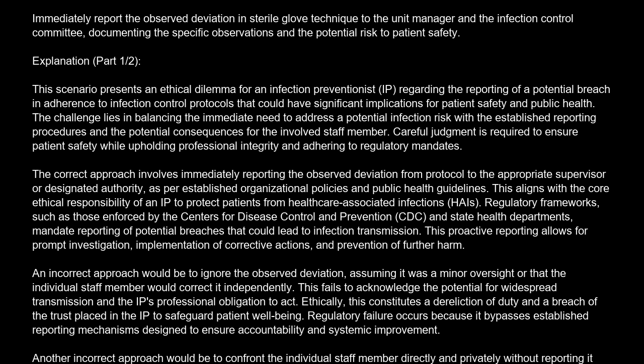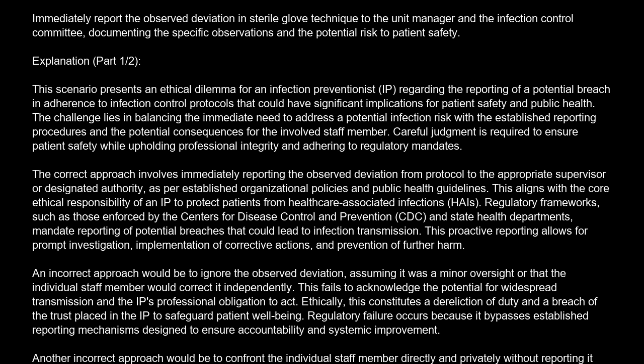The challenge lies in balancing the immediate need to address a potential infection risk with the established reporting procedures and the potential consequences for the involved staff member. Careful judgment is required to ensure patient safety while upholding professional integrity and adhering to regulatory mandates.